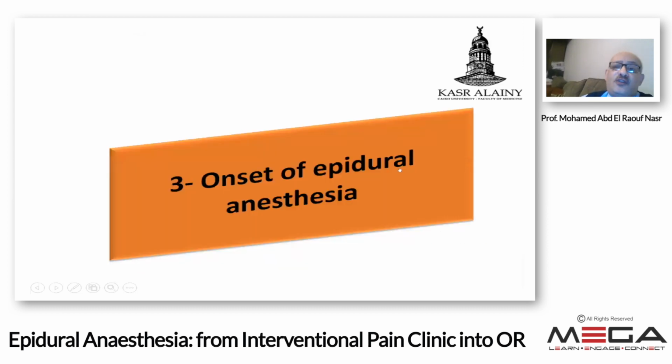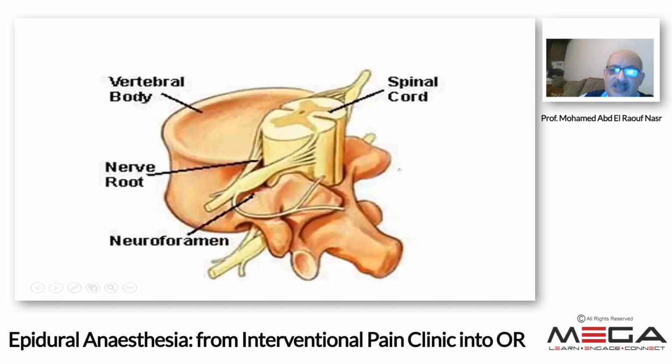Finally, the onset of epidural anesthesia. A lot of us do epidural. There is a delayed onset that might reach 20 or even 30 minutes. This is absolutely expected because we are injecting our drug in the posterior epidural space, and the action occurs on the nerve roots, which are more continuous with the anterior epidural space.